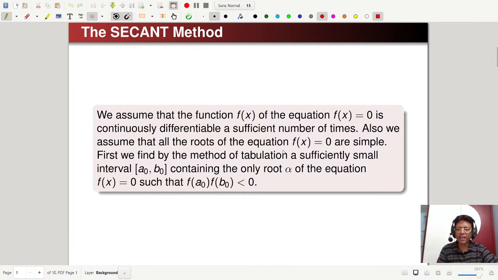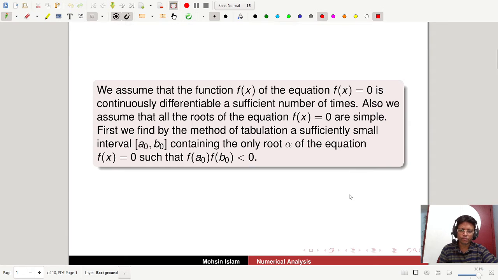Firstly, we assume that the function f(x) of the equation f(x) = 0 is continuously differentiable a sufficient number of times. That is, we are considering smooth functions. Also, we assume that all the roots of the equation f(x) = 0 are simple. First, we find by the method of tabulation a sufficiently small interval [a0, b0] containing the only root alpha of the equation f(x) such that f(a0) times f(b0) is less than 0.